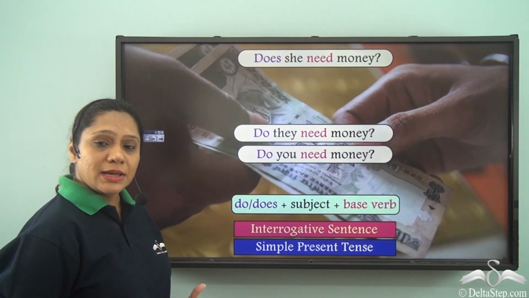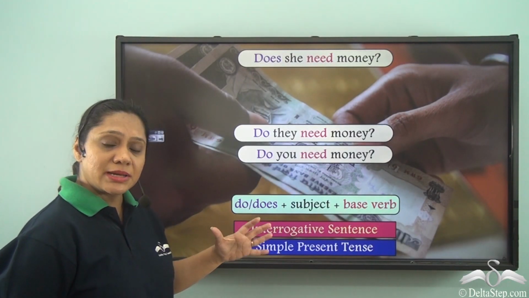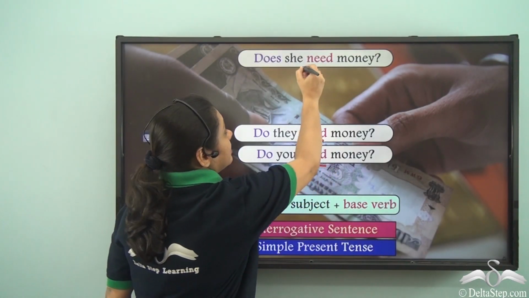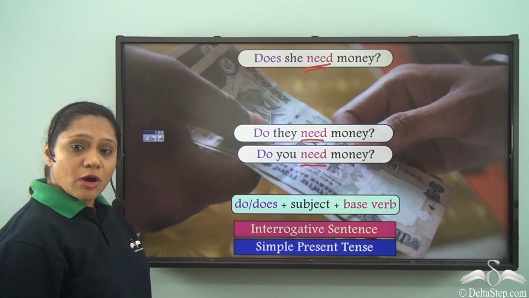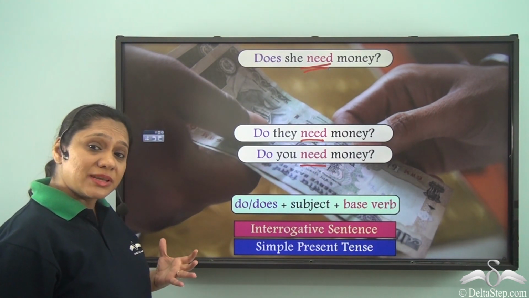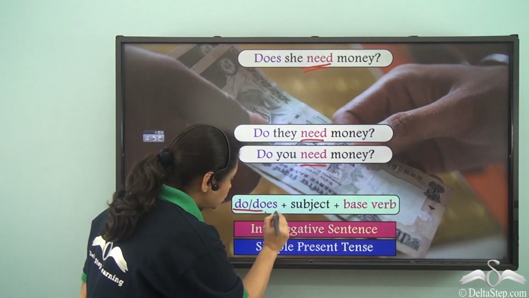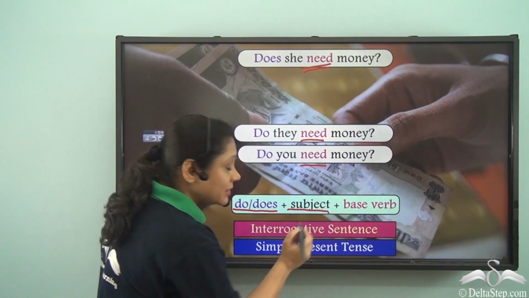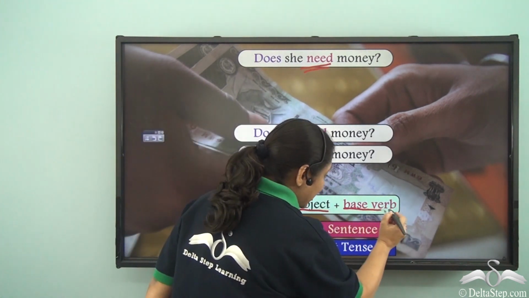So what do we see? That whatever the subject is, singular or plural, our main verb stays in its base form and the auxiliary verb changes. So the form of the sentence is we use do or does depending on the subject, followed by the subject and then the base verb.